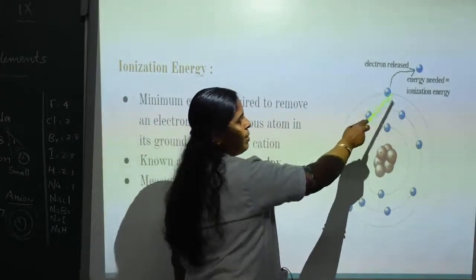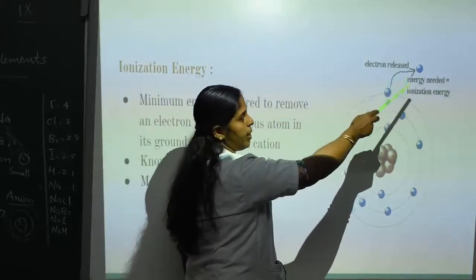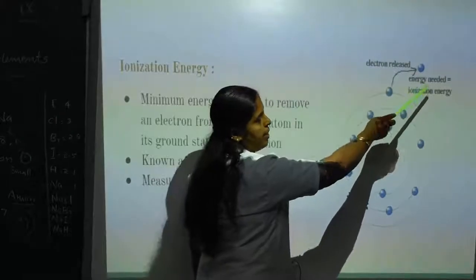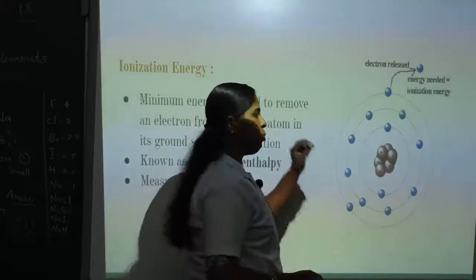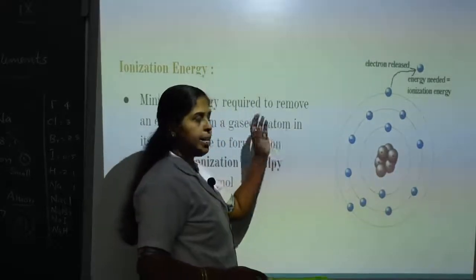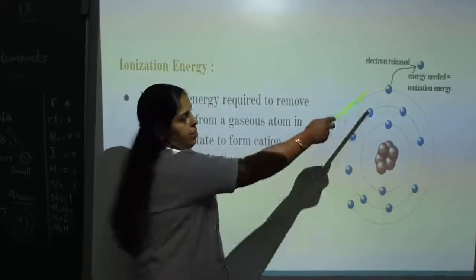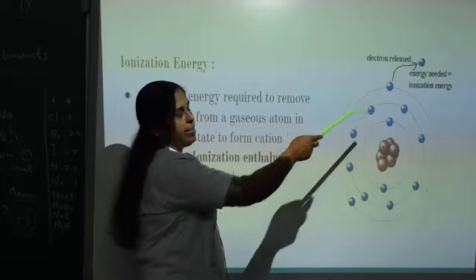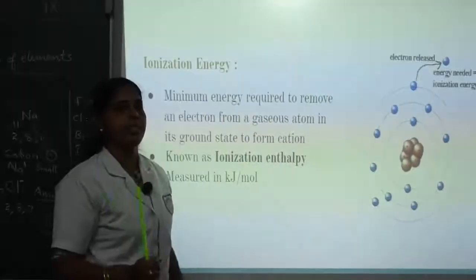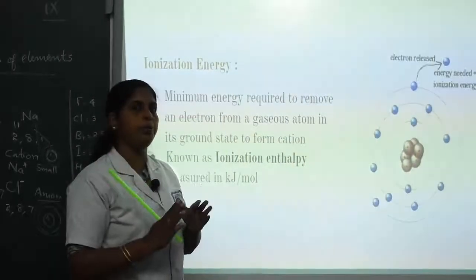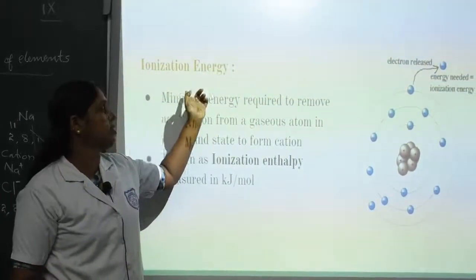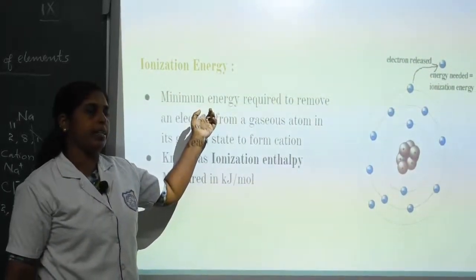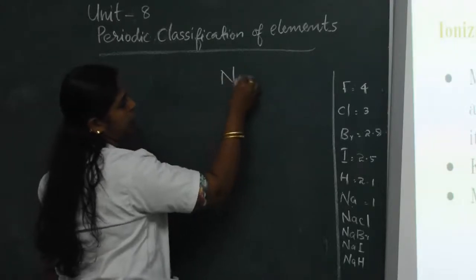To release an electron, energy is needed. That energy is known as ionization energy. For the removal of electrons there is a requirement of energy, and that energy is known as ionization energy. Ionization energy means the energy required to remove an electron from a neutral atom to form a cation. Consider sodium atom, Na.